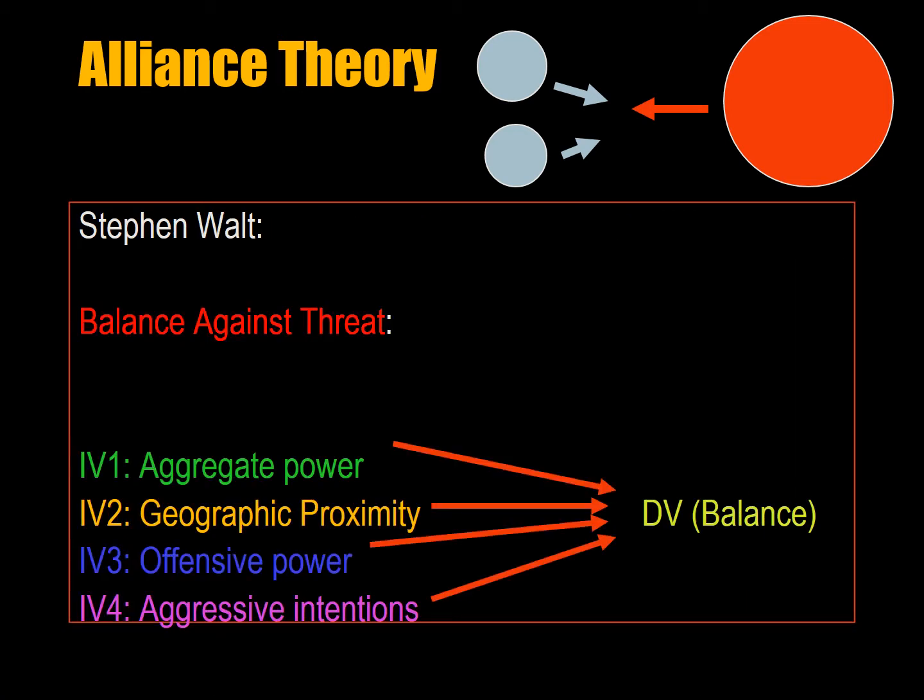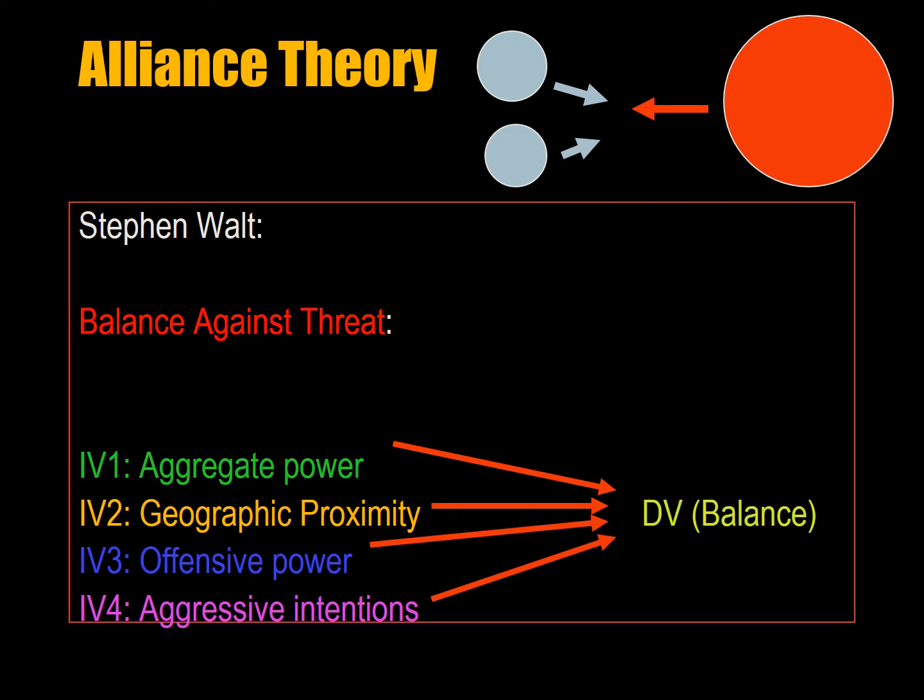So Stephen Walt's balance of threat has four variables. One is the aggregate power, which is basically balancing against a threat. Geographic proximity, the closer you are to the threat, the more likely you are to oppose it. Whether the threat has offensive power, meaning the ability to expand, perhaps through offensive maneuver capabilities. And the fourth variable is its aggressive intentions. And Walt argues that aggressive intentions are very important and neglected by balance of power.